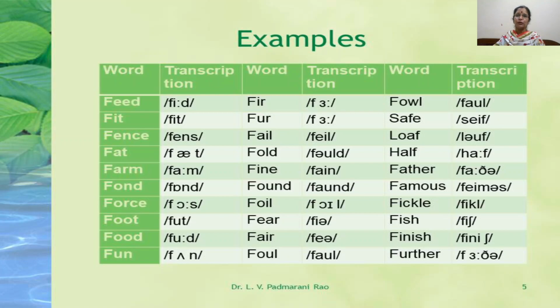F-I-R and F-U-R, both are pronounced as fur, the central long vowel. F-A-I-L, the diphthongs begin from here after. F-A-I-L, fail. F-O-L-D, fold. F-I-N-E, fine. F-O-U-N-D, found. F-O-I-L, foil.